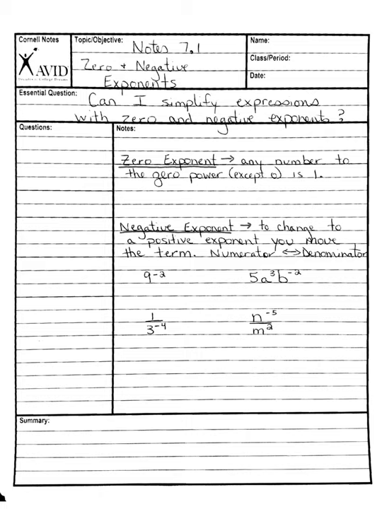Can I simplify expressions with zero and negative exponents? So as we look at the definition of a zero exponent, any number to the zero power except 0 is 1. So if I have a -7 in parentheses to the 0, that answer is just 1. If I have a letter, we could say if I had a to the 0 power, that answer is just 1. Okay, if I had a positive number, pick any positive number, let's say 37 to the 0 power, that answer is just the number 1. Pretty easy property. That's it for zero exponents.